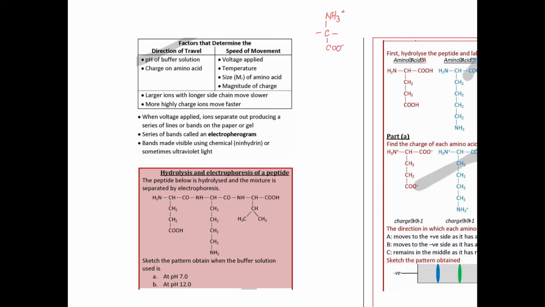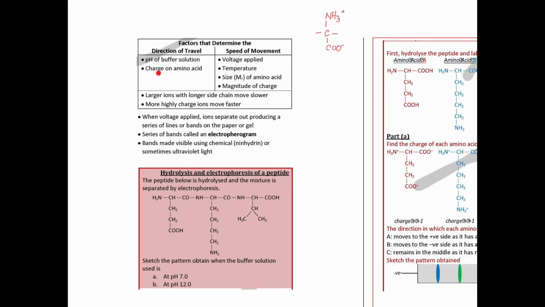One of the easiest ways to remember: acidic, think of H plus. H plus is positively charged, so it will make the amino acid positively charged as well, and it will go to the negative terminal. If pH is alkaline, think of OH minus. OH minus is negatively charged, so it will make the amino acid negatively charged as well. If the amino acid becomes negatively charged, then it will move to the positive terminal. So pH affects the directions of travel because the charge will change accordingly.